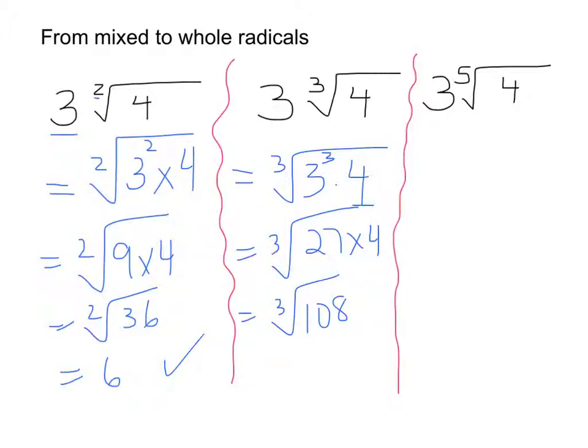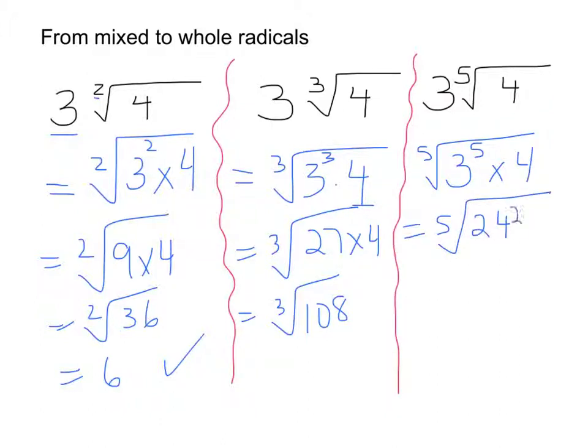All right, the next one. Let's look at the next question. Using the same structure, we'll use the fifth root. What's on the outside gets raised to the index, times 4. And 3 to the power 5 is 243 times 4. And all under the index of 5, we would have 972. So we've now gone through 3 examples of how to go from mixed radicals to whole radicals.